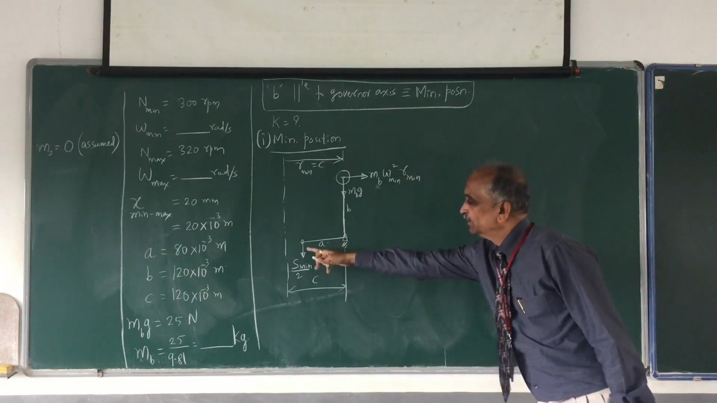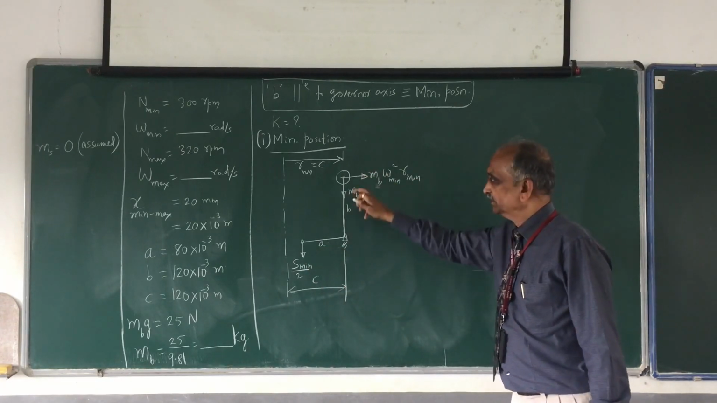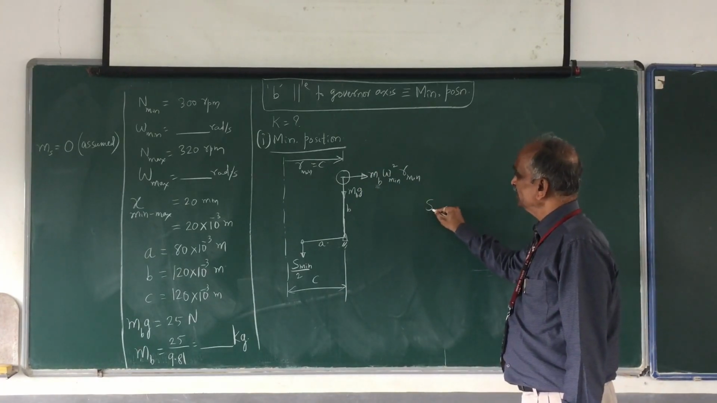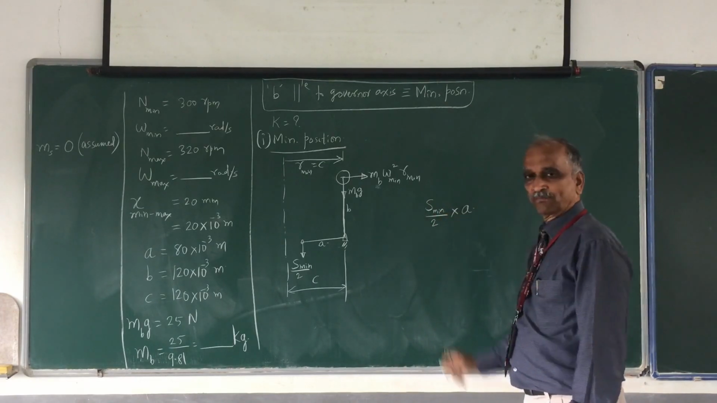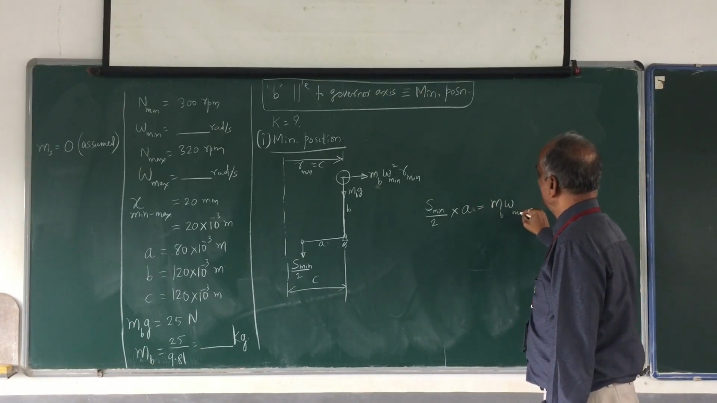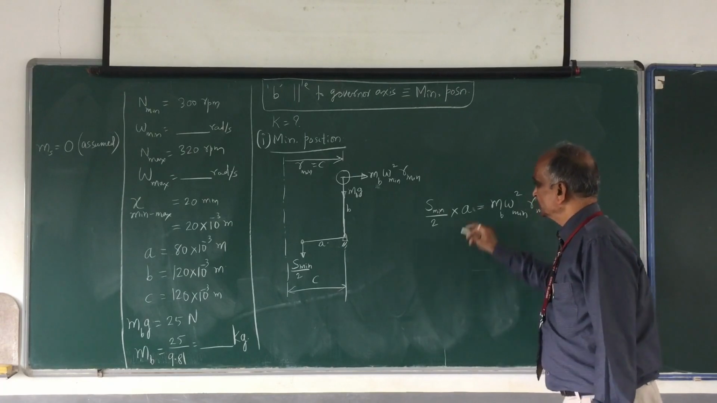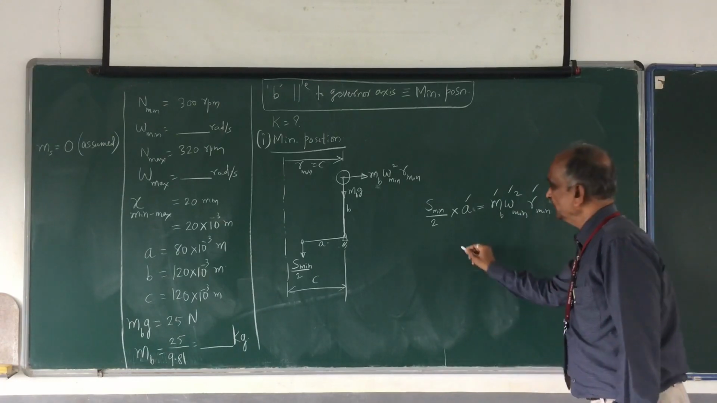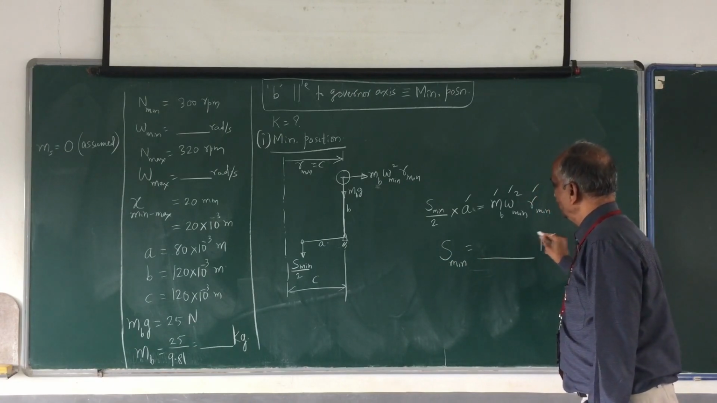So I have the one moment due to this in the anti-clockwise direction and another moment in the clockwise direction. This moment due to MB into G is 0, therefore it is simple. S minimum divided by 2 multiplied by A is equal to MB omega minimum square into R minimum. Okay, so you know A, you know MB, you know omega minimum, you know R minimum. The only unknown is S minimum. Find it out. This will be so many newtons.